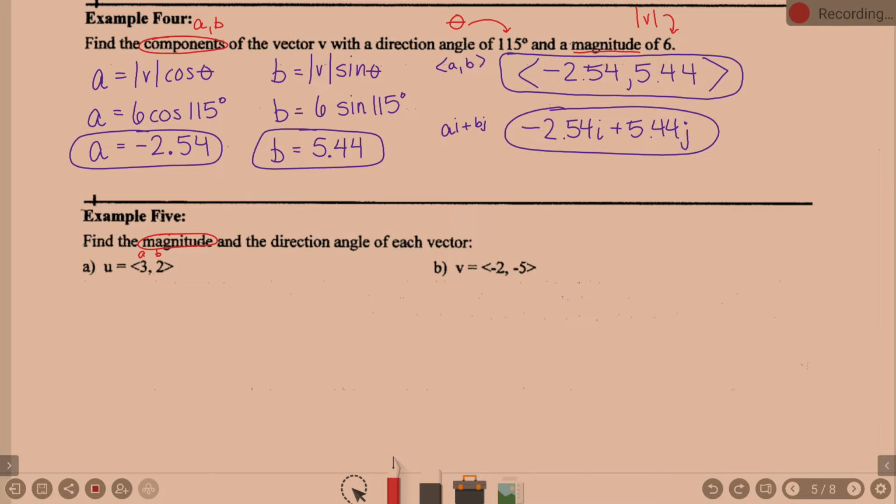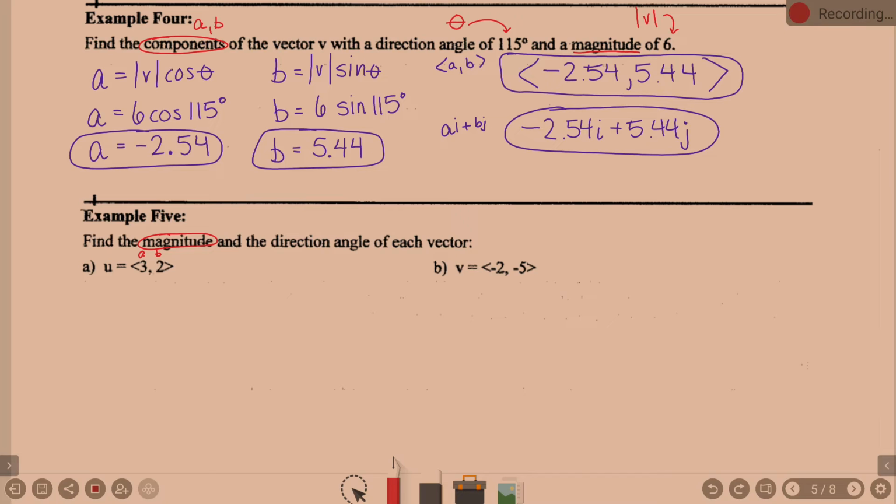How did we find magnitude yesterday? The square root of v1 squared plus v2 squared. And that's V1, V2 right there. Right, and those are V1 and V2. Well, we just called them A and B because they are the horizontal and vertical components, and we are going to refer to them as A and B. That's the same thing as saying V1 and V2. V1 being the first component, V2 being the second component.